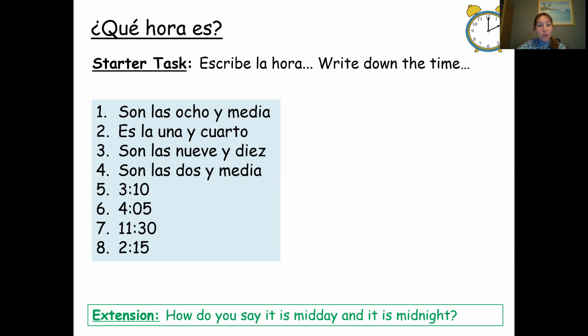So there is also an extension task. How do you say it is midday and it is midnight? And this is all recapping our learning from the last lesson. So if you can do it from memory, wonderful. If you can't, look back in your book at all your notes to help you do this task. So pause this video for about 3 to 4 minutes whilst you complete that.